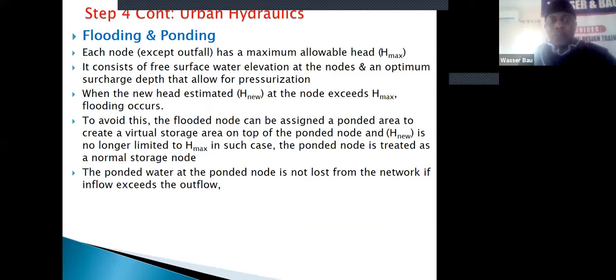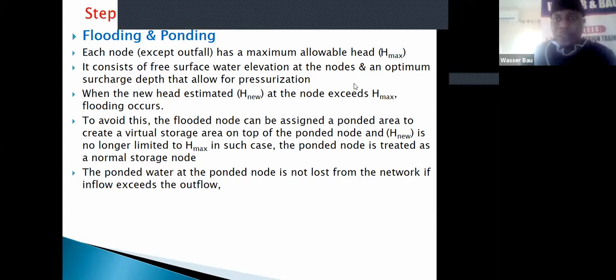Okay, flooding and ponding. You can read it, you understand it. All right, so that is that. Any questions so far?